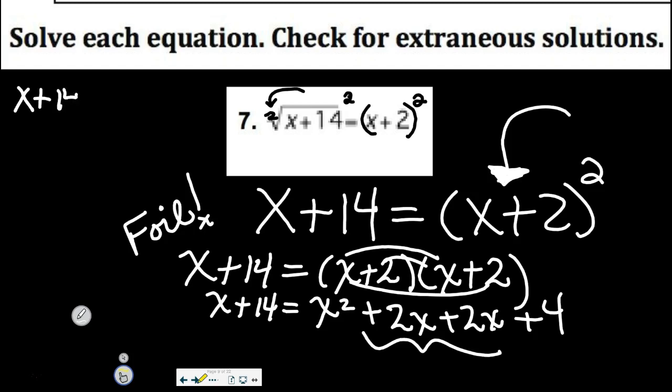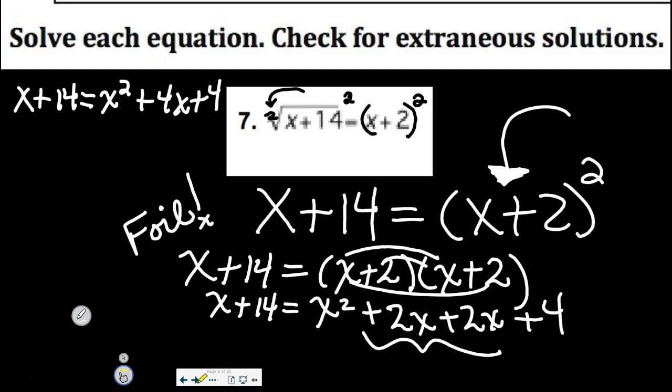So x plus 14 equals x squared plus 4x plus 4. Jackson, you were working, no, it wasn't you. Take that back. Somebody else is working on these. It was a geometry student. But it's a quadratic equation, and I told you, you have to get one side equal to 0.